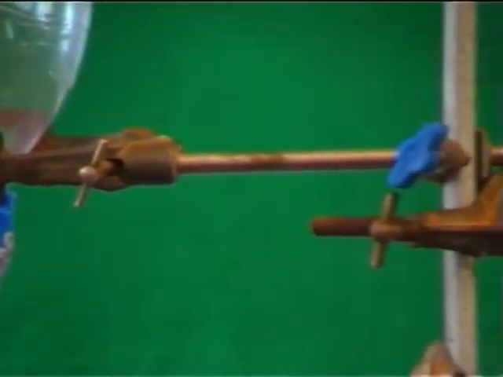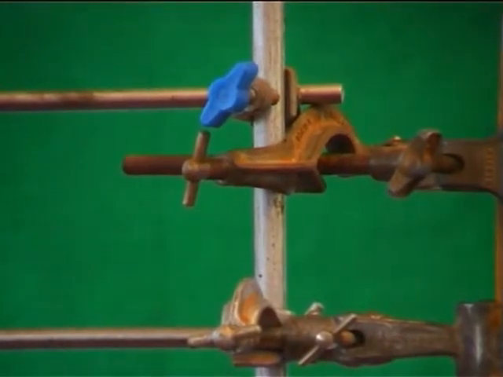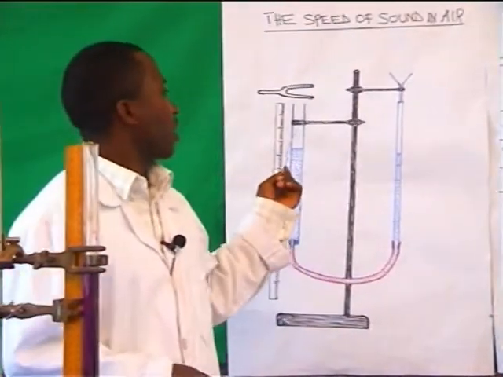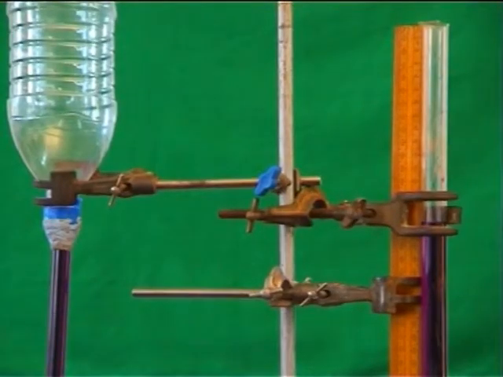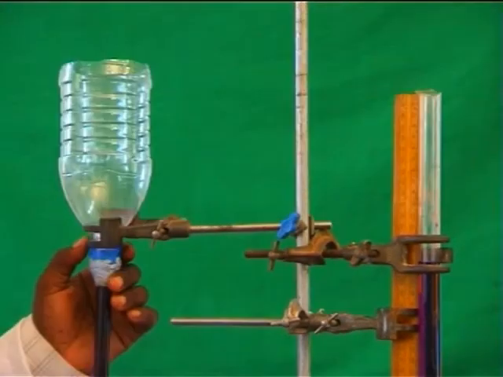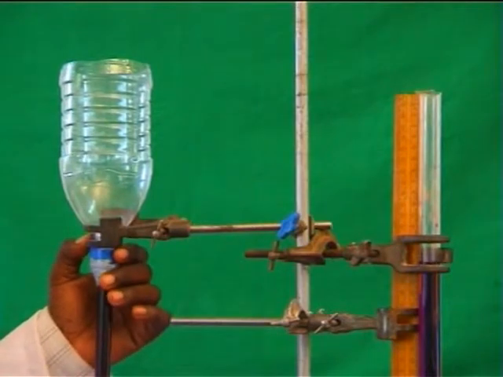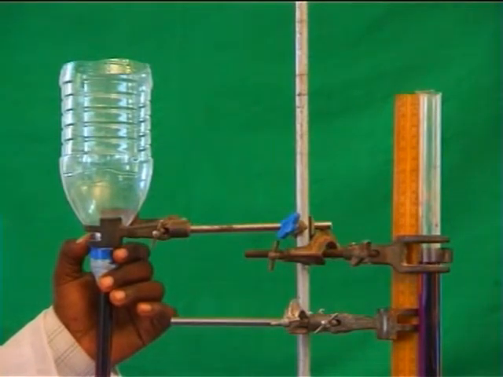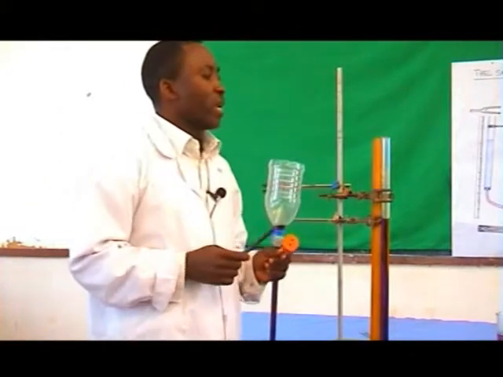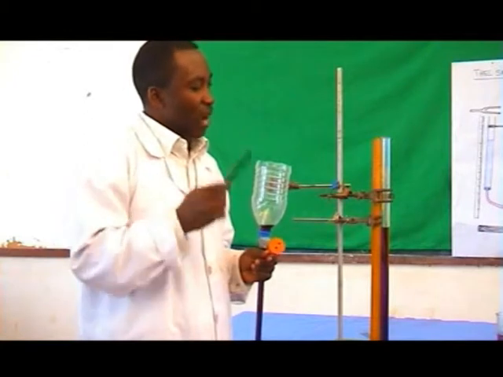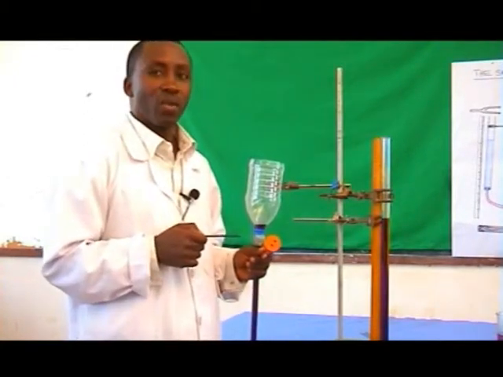Procedure: set the apparatus as shown in this diagram. Next, adjust the length of the air column above the water level until the resonance is heard. Strike the tuning fork and place it just above the open end of the resonance tube, and listen to the sound until the sound is loud, and that will be the first resonance point.